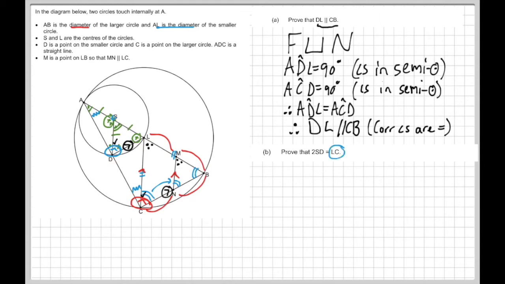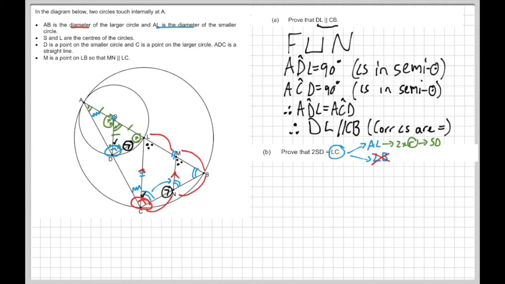Now LC, I know it's equal to AL and LB because of the radii of the big circle. Now LB doesn't come close to SD, so I'm going to eliminate it, and I'm rather going to look at AL because that's the diameter of the smaller circle. So AL relates to 2 times the radius, which is actually SD.